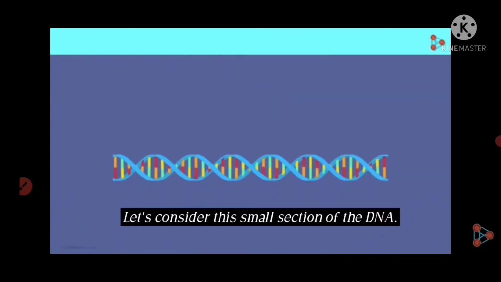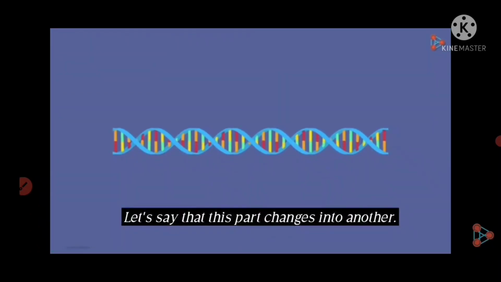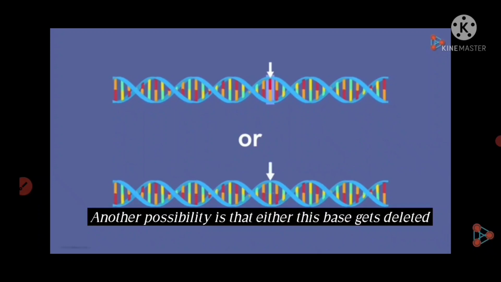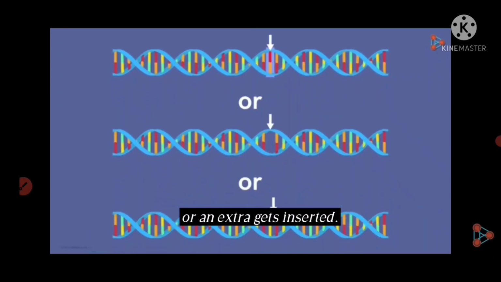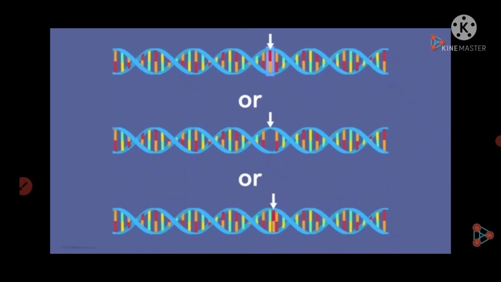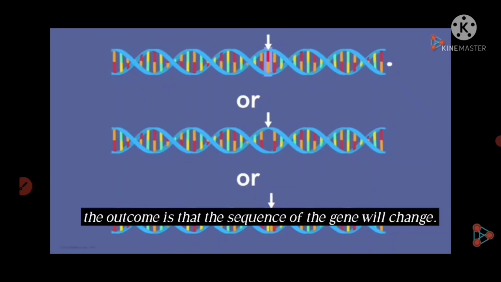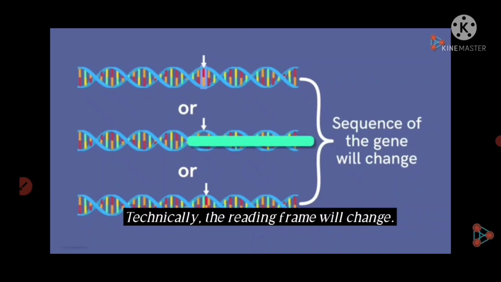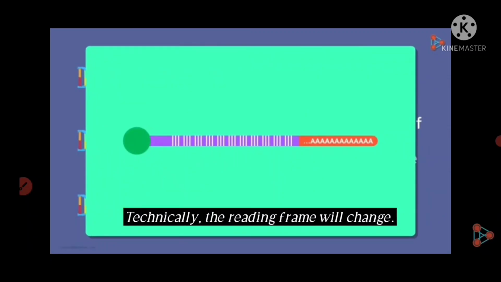Let's consider this small section of the DNA. Let's say that this part changes into another. Another possibility is that either this base gets deleted or an extra gets inserted. In either case, the outcome is that the sequence of the gene will change. Technically, the reading frame will change.